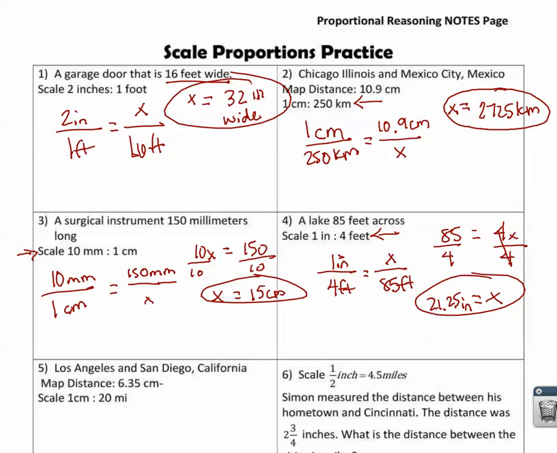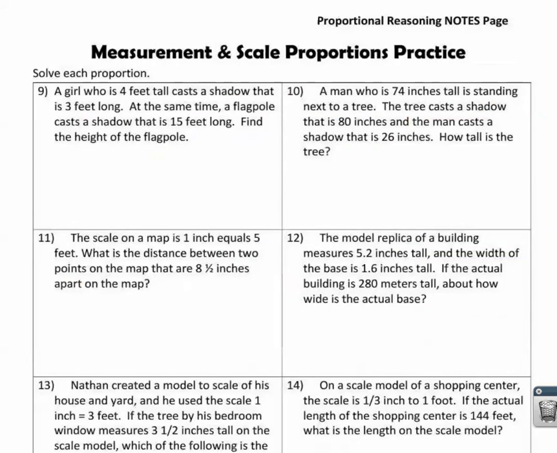Let's do some practice on measurement. Turn the page. Measurement is very similar to a scale. You want to set it up in a proportion and solve. So in example 1, or number 9, a girl who is 4 feet tall casts a shadow that is 3 feet long. At the same time, a flagpole casts a shadow that is 15 feet long.